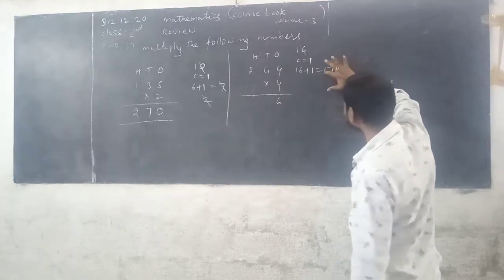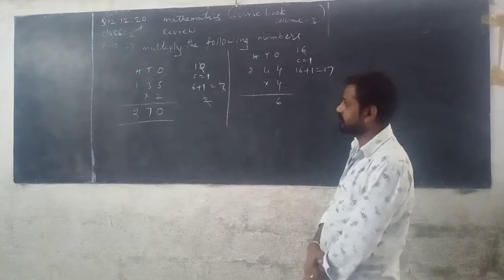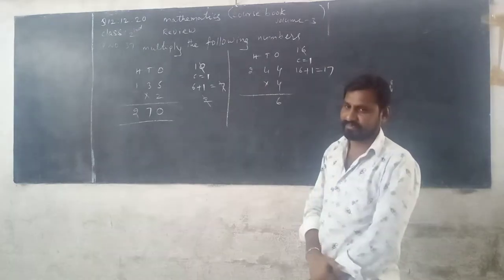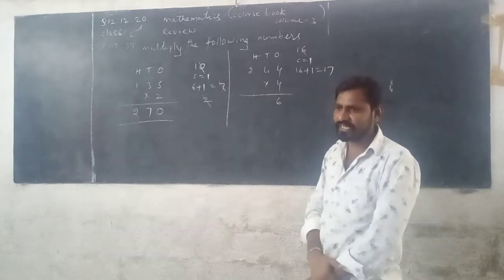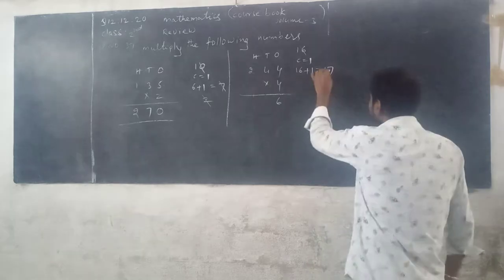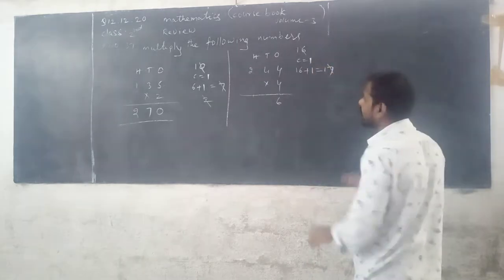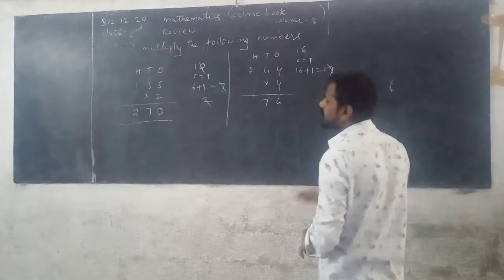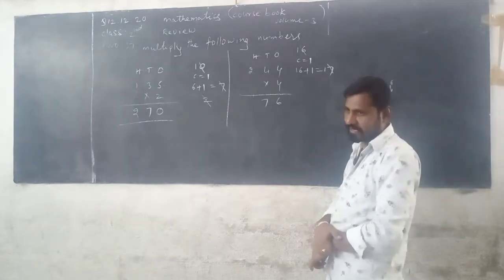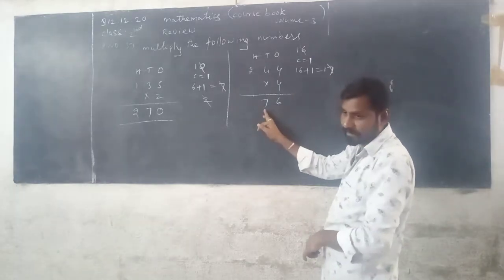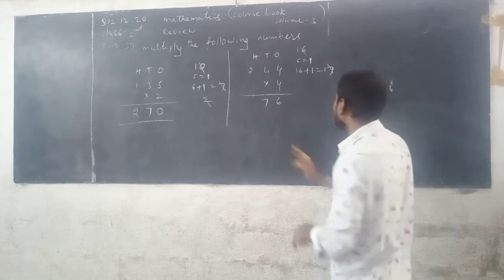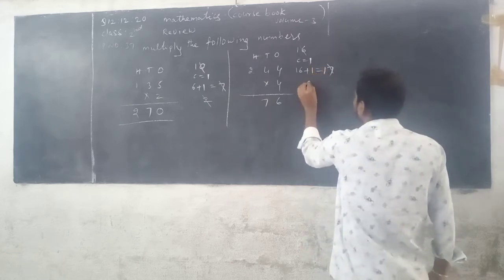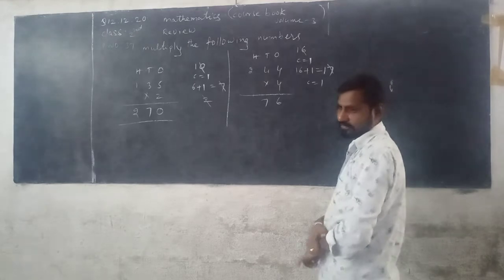So 17 is a 2-digit number. In it, 7 is taking, and write it down as the product of the tens column. See here, where did we write 7? As the product of the tens column. Then here 1 is left. Now this is carrying. Again 1 is carrying.